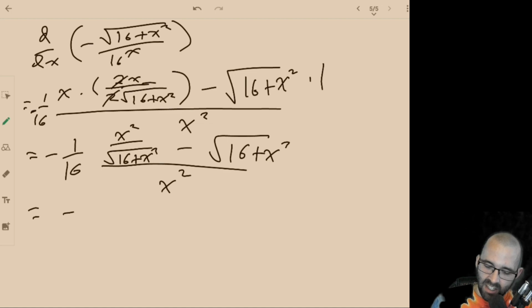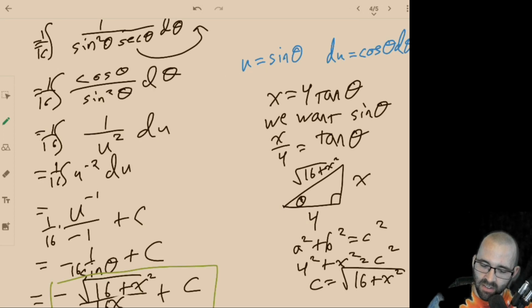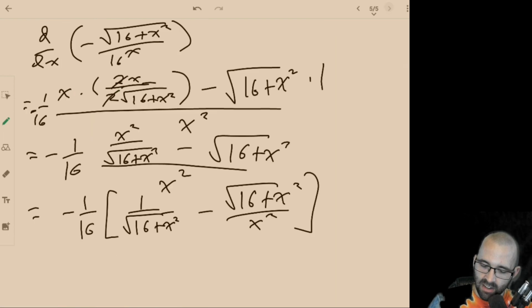What did I do? Negative 1/16 times the first thing, x squareds are going to cancel. 1 over square root of 16 plus x squared. Second thing, you have the square root of 16 plus x squared over x squared. This actually might be fine, right? Maybe not. Yeah, I definitely did something. Or no, maybe not, but maybe so. Let's not do this step actually. Let's simplify this line a little differently.